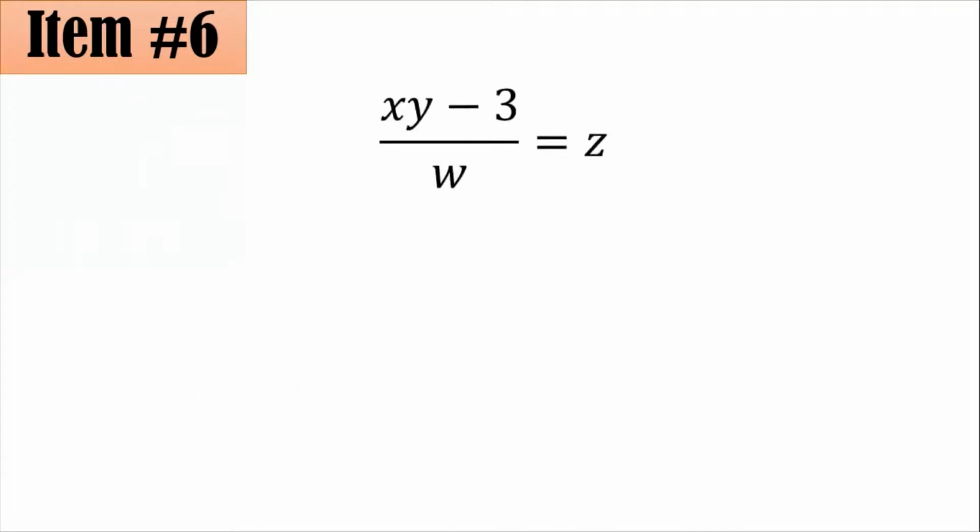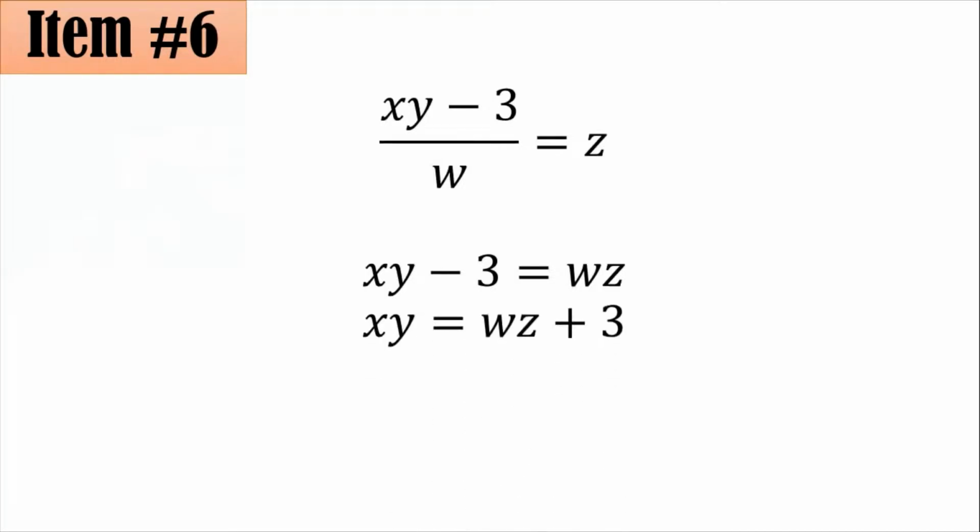So from here, to clear off fractions, we will multiply both sides with w. So that becomes xy minus 3 equals wz. Because if you multiply the left side by w, the w and the w here would cancel. And w times z is wz. Next, we need to isolate the term containing x. So this negative 3 is not needed here. So we will add 3 to both sides. That gives you xy equals wz plus 3.